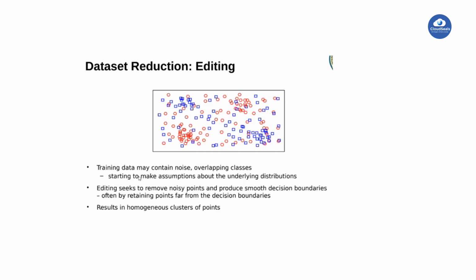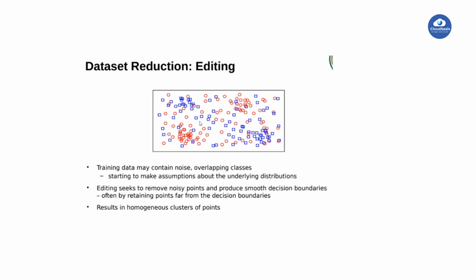So here, training data may contain noise and overlapping classes like this. Editing seeks to remove noise points. That is the noise points, which try to misclassify whether it belongs to the blue class or the red class. You can remove those noise points and produce smooth decision boundaries, often by retaining points far from the decision boundaries.